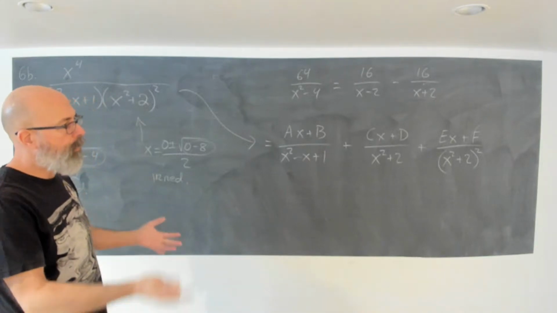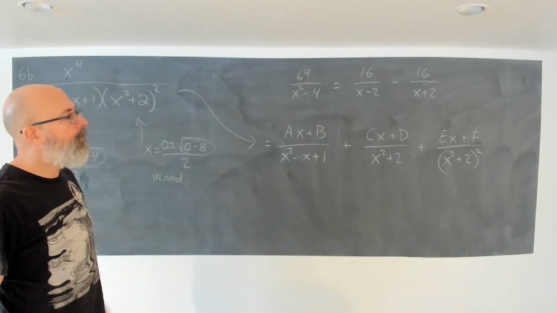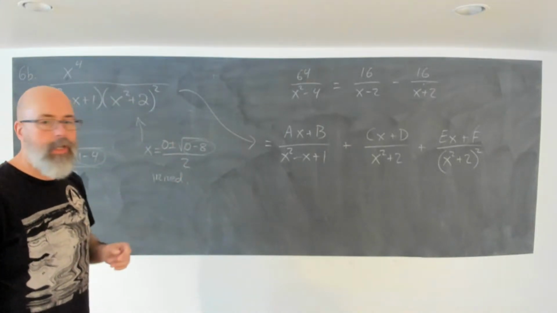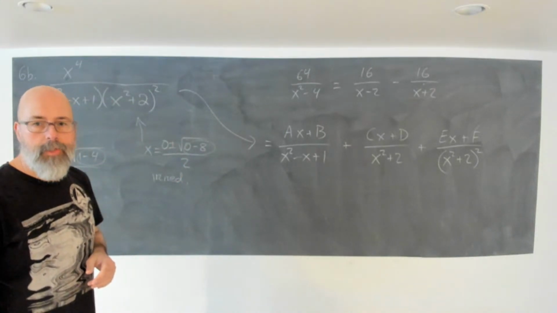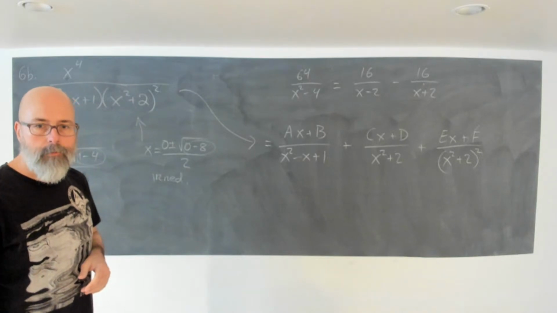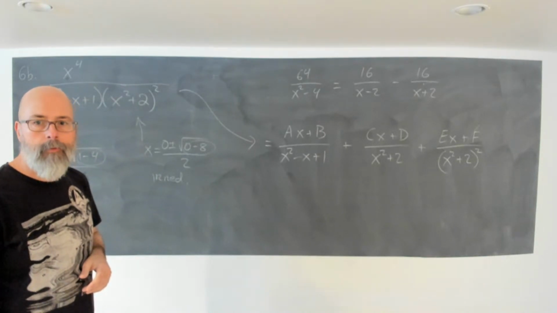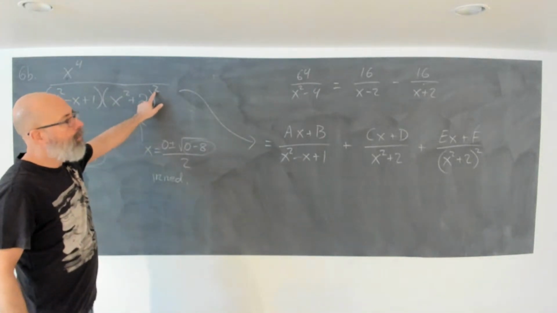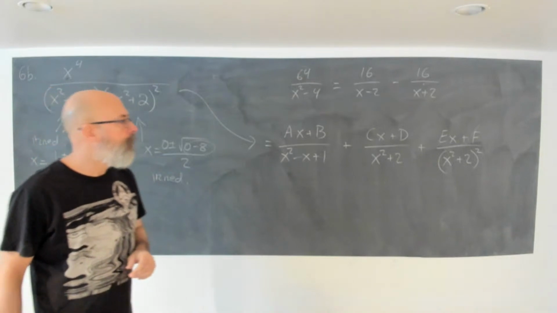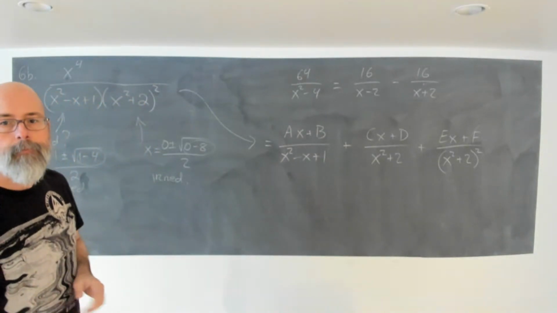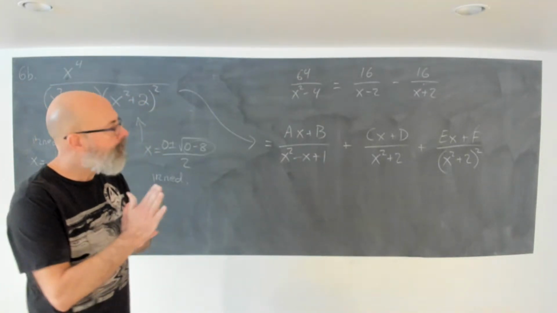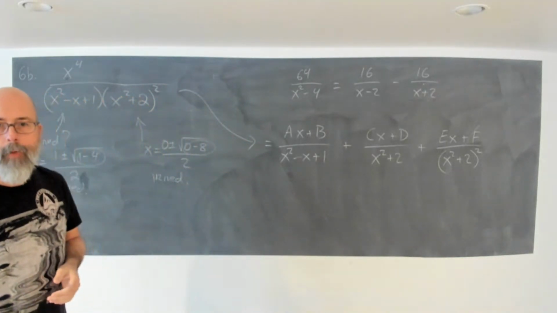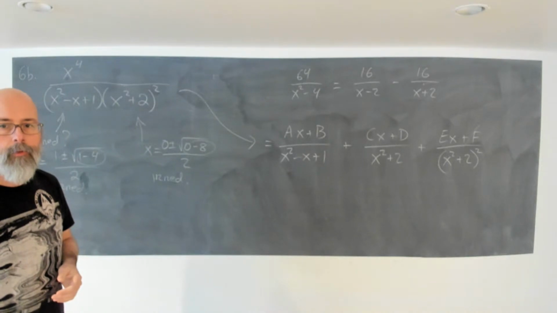You would want to rewrite everything over a common denominator and equate the numerators and solve for a, b, c, d, e, f. 6 equations, 6 unknowns, you're good to go. Oh, this is a 2 here. Power 2. How are we doing?